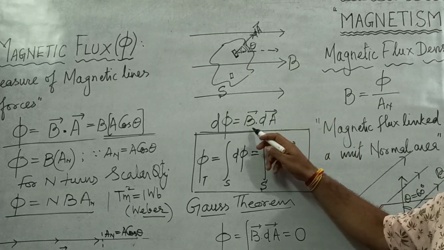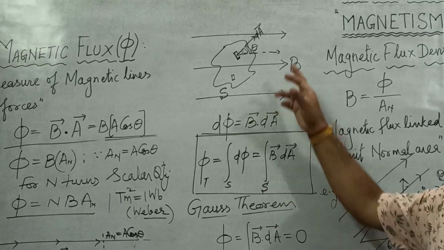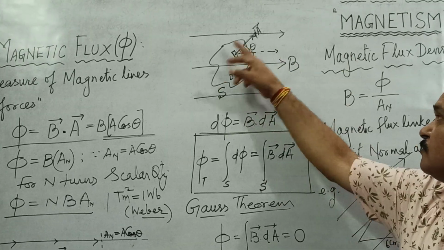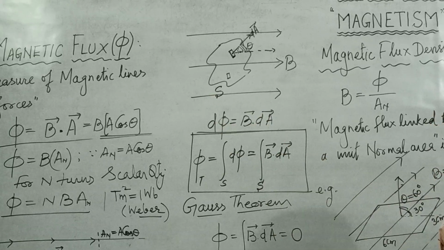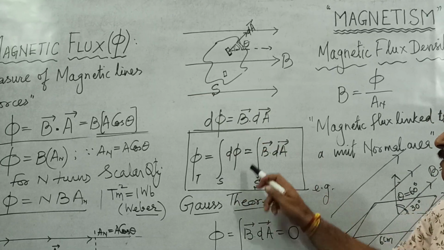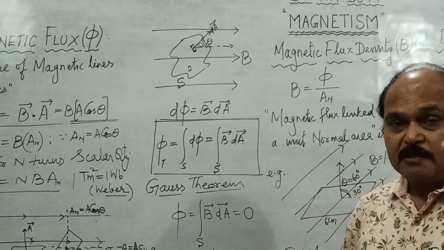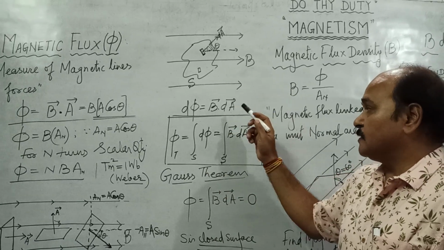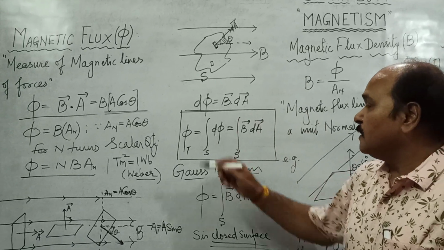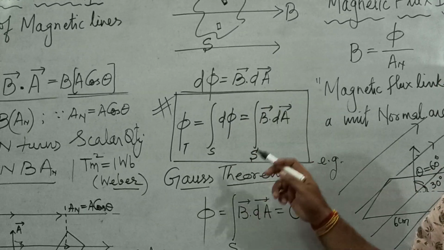So B dot dA is the flux passing through this very small area, and if we wish to find out the total flux passing through this whole area, in that case we integrate it all over the surface. That means we find out the sum total of the flux passing through each and every small area dA all over the surface. So the flux passing through any surface S is read as the surface integral of B dot dA.